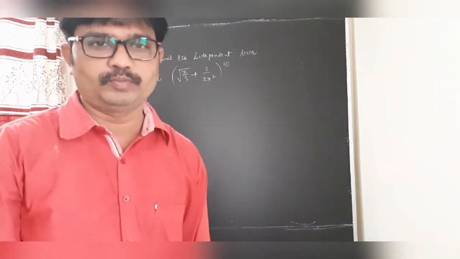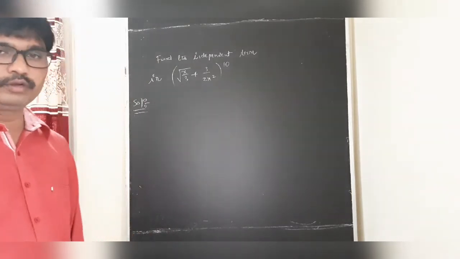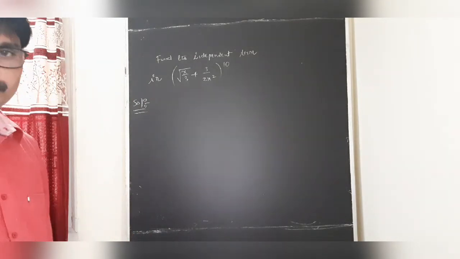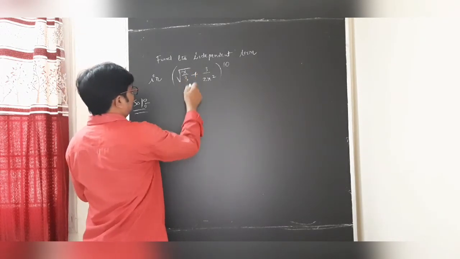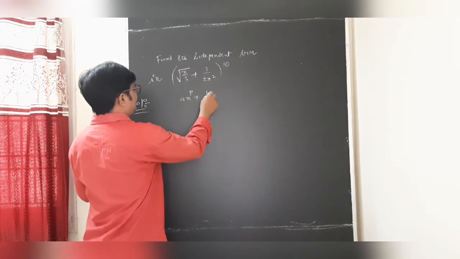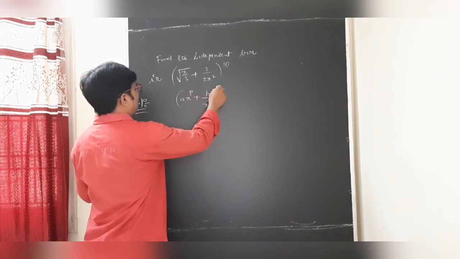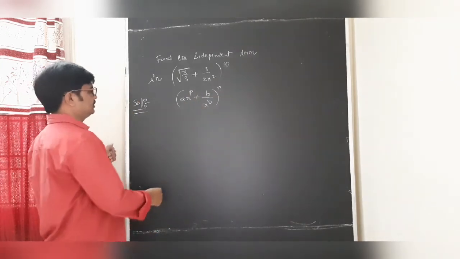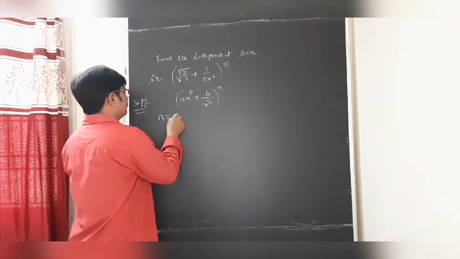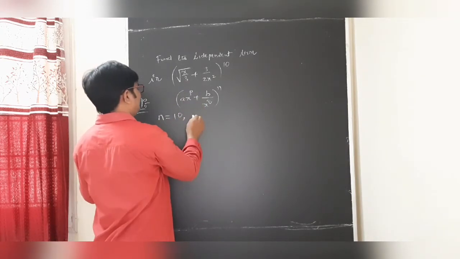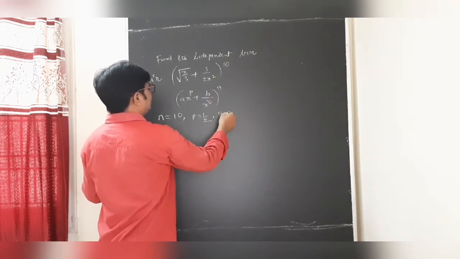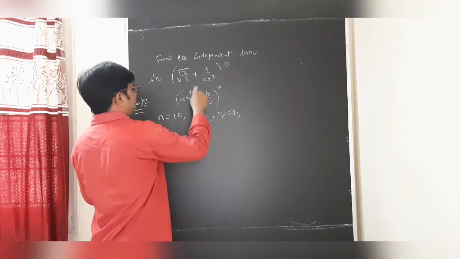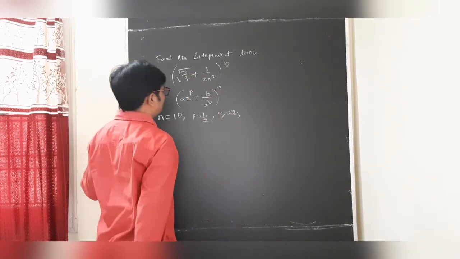My dear students, right now we have to find the independent term in the expansion of (square root of x by 3 plus 3 upon 2 by x square). So students, what we observe, we have to compare with (a into x power p plus b by x power q) whole power n. This is what, students? n will be 10, yes, n will be 10, p value is 1 by 2, and the q value is 2.